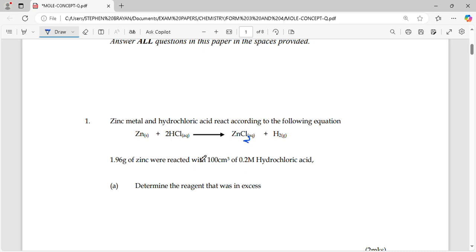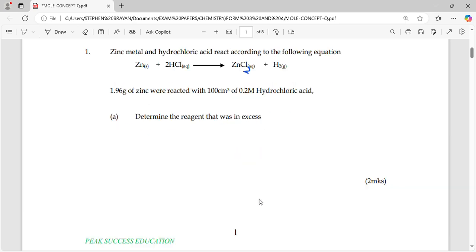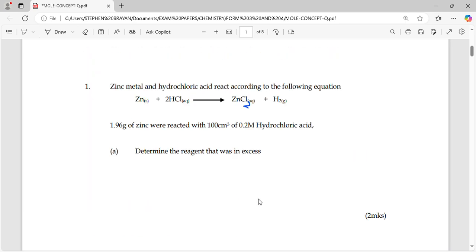Apart from that, you go directly to the question, where zinc metal reacts with hydrochloric acid according to the equation below. Zinc and hydrochloric acid give you zinc chloride plus hydrogen gas. This is a metal plus an acid giving a salt plus hydrogen gas. So 1.96 grams of zinc reacted with 100 cubic centimeters of 0.2 molar hydrochloric acid. Determine the reagent that was in excess. That is the first question you are asked.